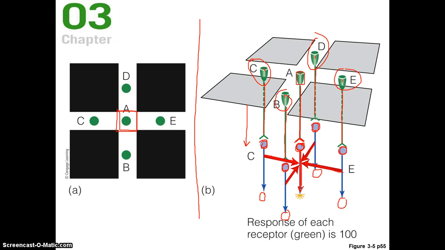Okay, so I think that is enough for right now. That is the explanation for the Hermann grid in terms of lateral inhibition. Lateral inhibition, as your book talks about, can also explain several other phenomena such as Mach bands and simultaneous contrast as well. So we can talk a little bit more about that in class.